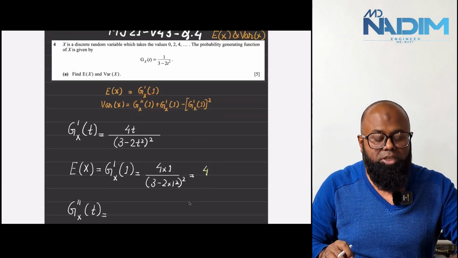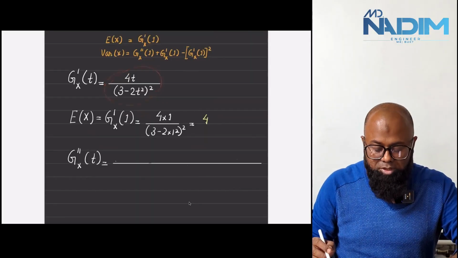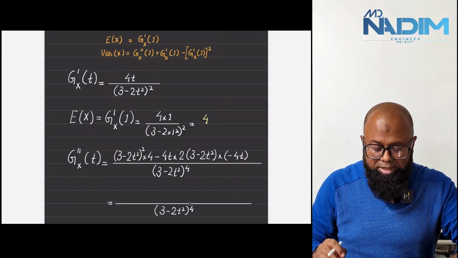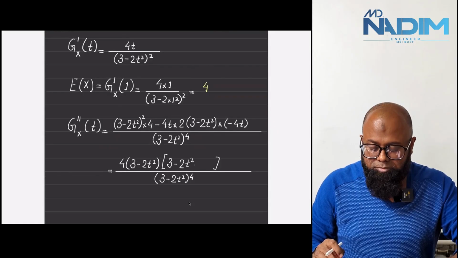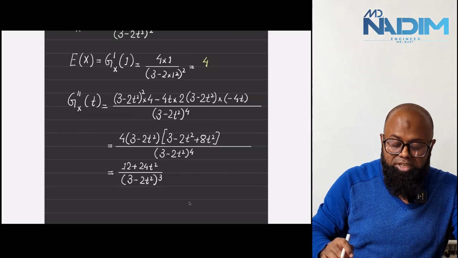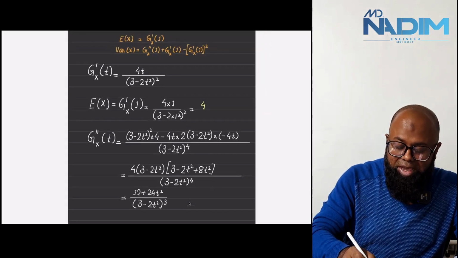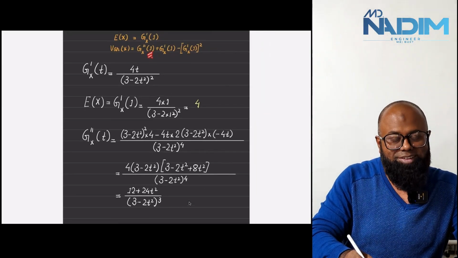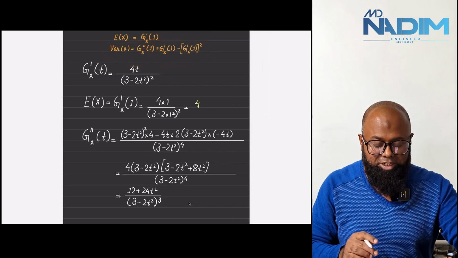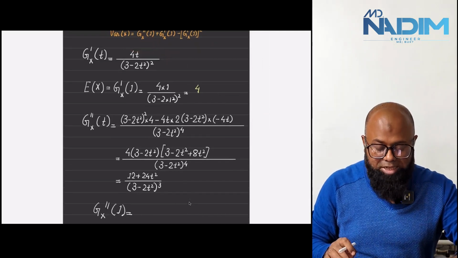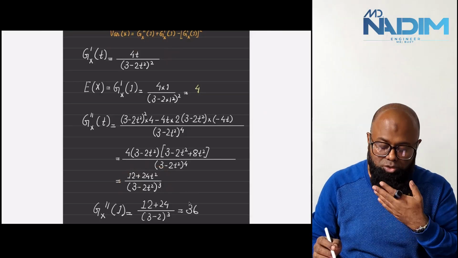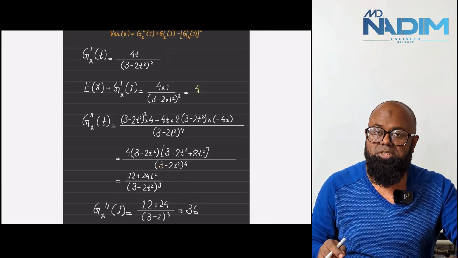So how to get the second derivative? Just differentiating the first derivative. So if I do the differentiation by using the quotient rule, then you get the value here. We are getting this expression for the second derivative, and when we have the second derivative, get its value at t is equal to 1, and you will apply the formula to get the Var(X). So at t is equal to 1, if I put t is equal to 1 here, 12 plus 24 divided by (3 minus 2) whole cube is equal to 36.